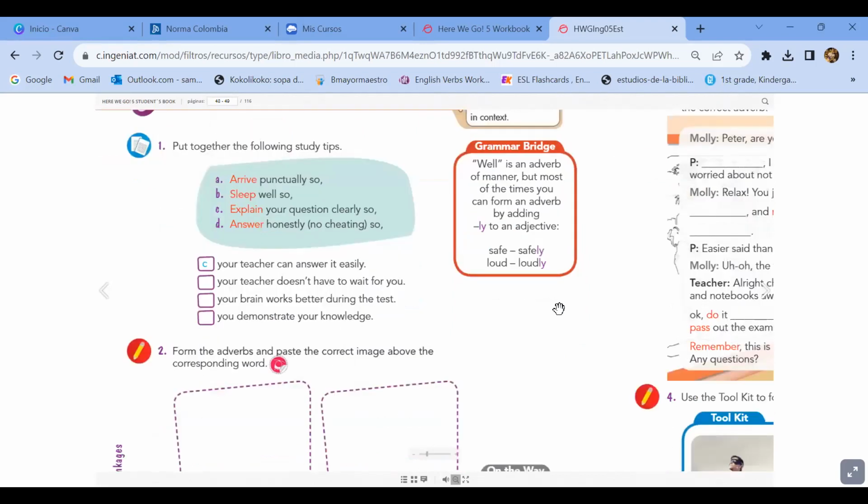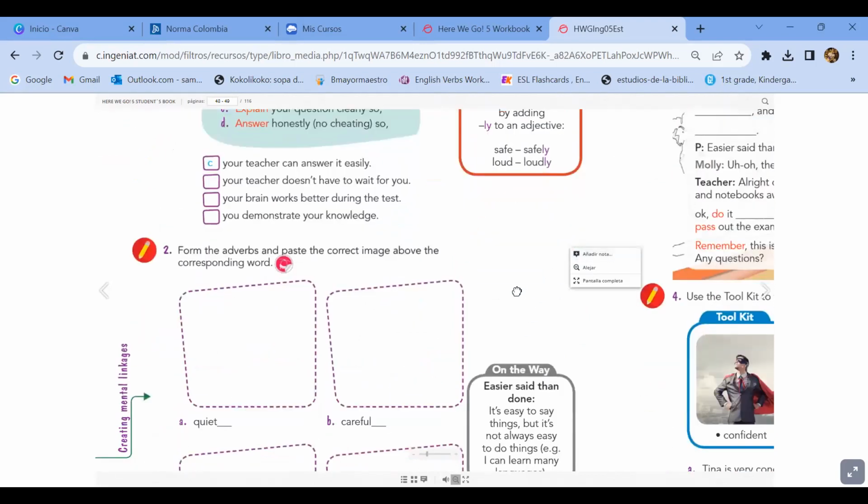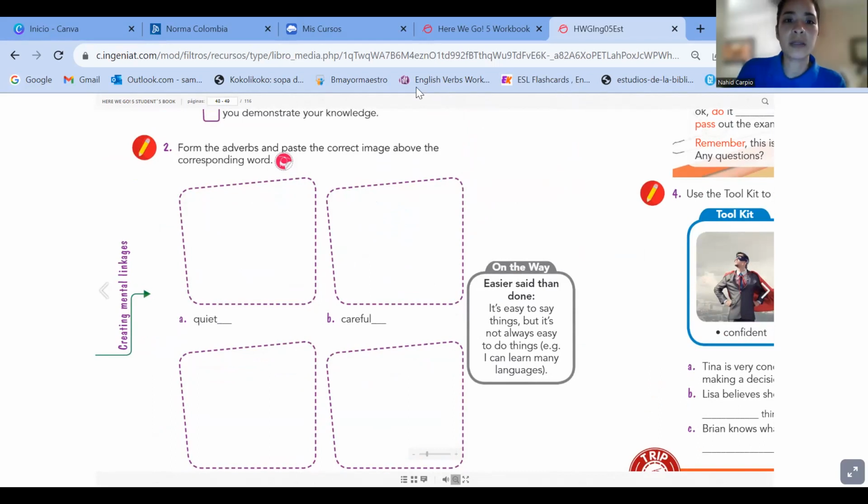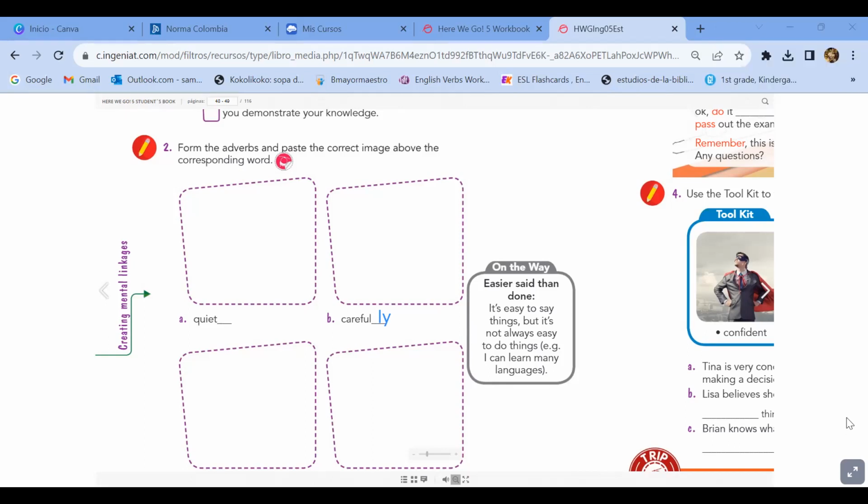In activity 2, you're going to use stickers, and this adjective you're going to change into adverbs. For example, I am going to help you in one exercise. You're going to do the other exercises. For example, careful, carefully. Okay, and paste the stickers. What unit is this activity? Unit 4.